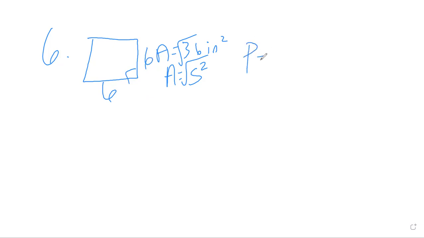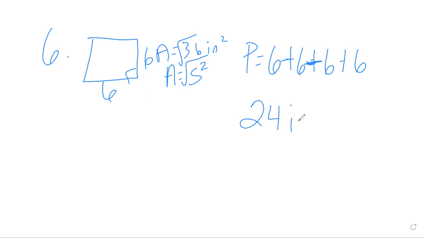Now the actual question asks for the perimeter. Well, the perimeter is all sides. So technically it's 6 plus 6 plus 6 plus 6, or you could do 6 times 4, because when you add 6 four times, that's what you're doing. And you get the answer, 24. And again, look at the units, inches, and it asks for perimeter. So it's not squared, because perimeter is not in square units. All right, the answer for this is the letter D. We'll go to 7.